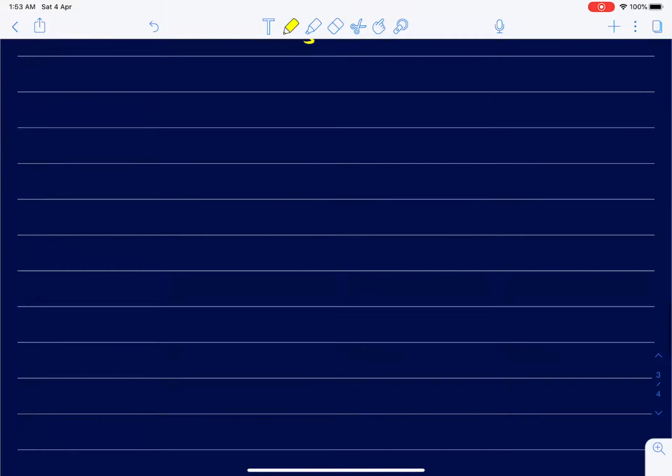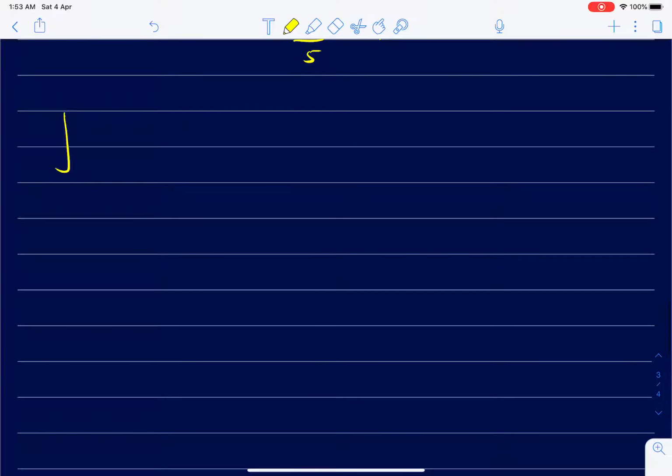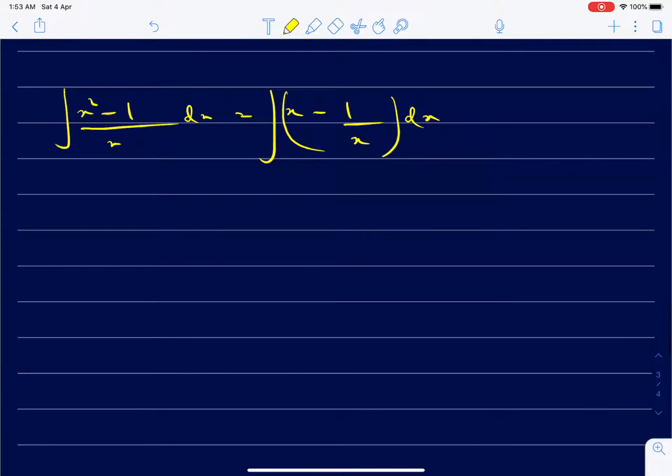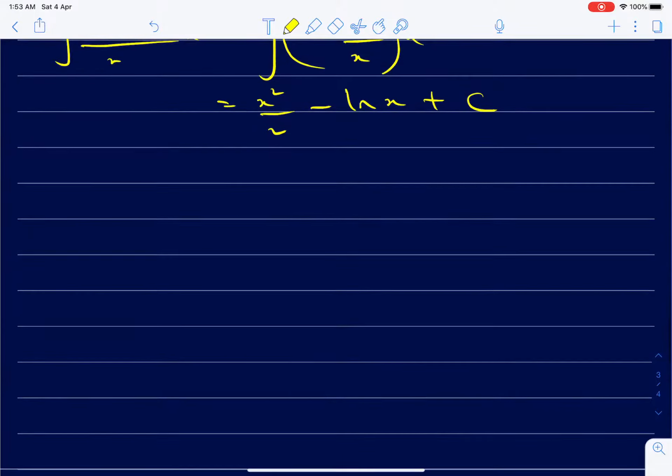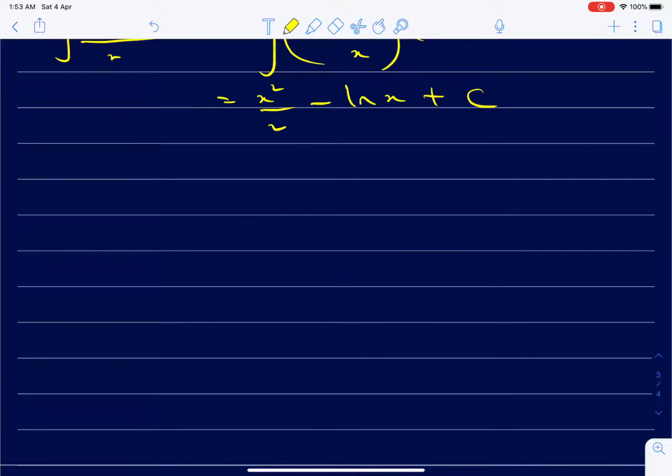And we go to the next. Evaluate the integral of x squared minus 1 divided by x with respect to x. This is the same as the integral of x minus 1 over x with respect to x, which is equal to x squared over 2 minus ln x plus c. We'll go to the next.